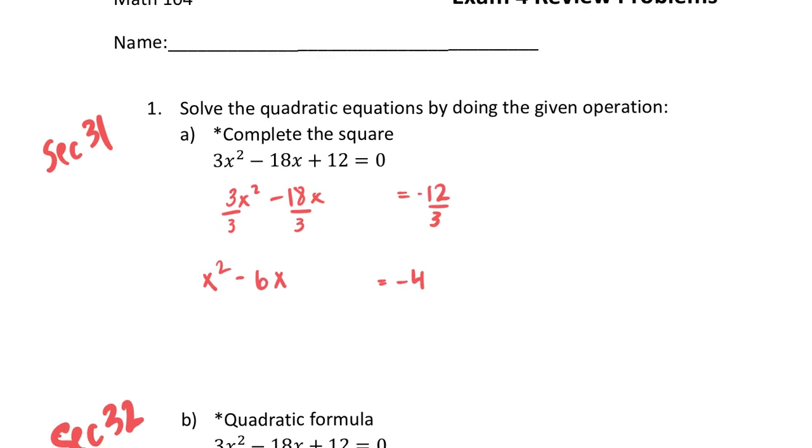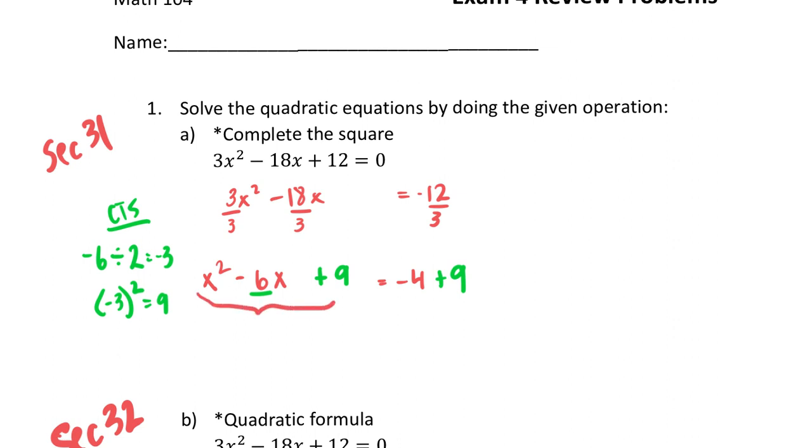So then from there, we are going to do the complete the square process. So when we complete the square, we take this b term, so the negative 6, and we divide that by 2. We get negative 3, and then we take the negative 3 and square it, that is 9. So we're going to add 9 to both sides of the equation. What that does is it gives us a perfect square trinomial, so that now this left side we can factor into a perfect square.